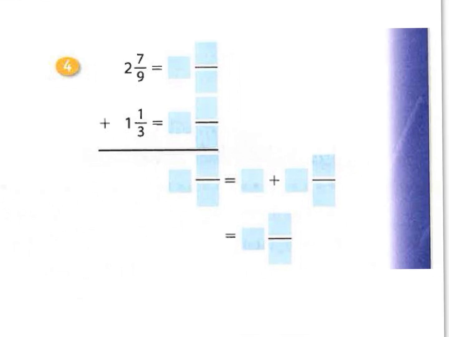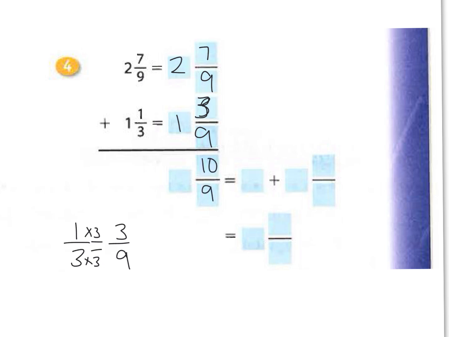Number 4, we got a lot going on with this one too. We got 2 and 7/9 and 1 and 1/3. Well, again, we know 3 goes into 9, so we're going to keep 2 and 7/9, and then we're going to change 1/3 into 9ths. 3 times 3 is 9. 1 times 3 is 3. All right, so then we have 7/9 plus 3/9. We know that's 10/9, and then we have 2 plus 1 is 3.